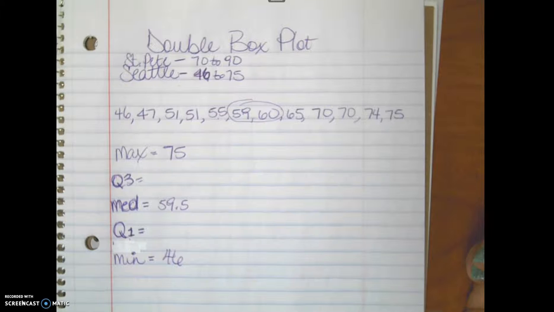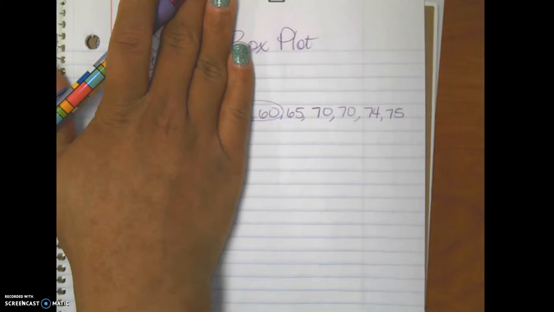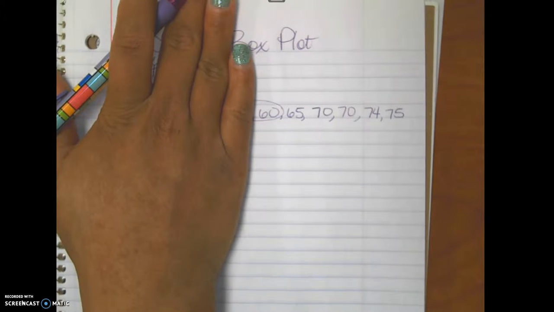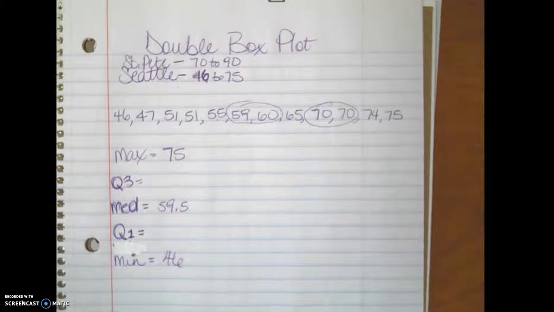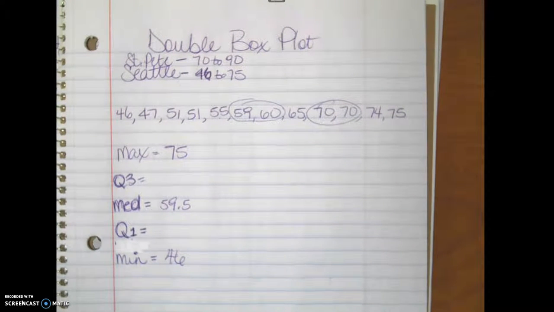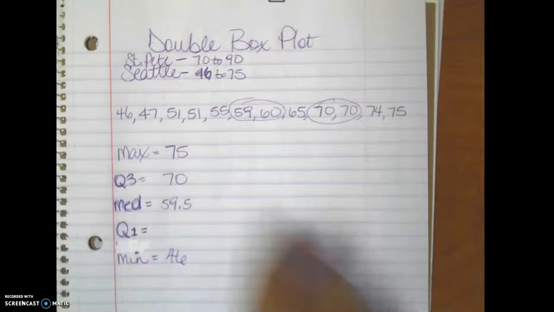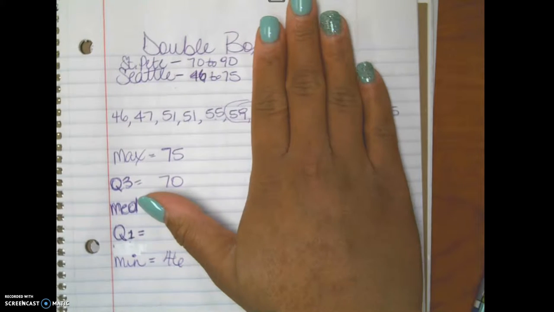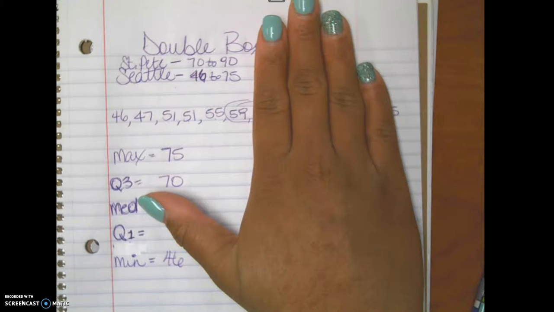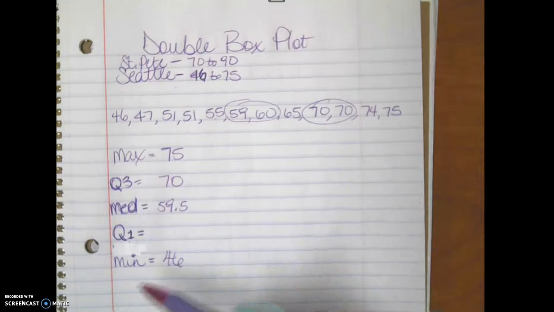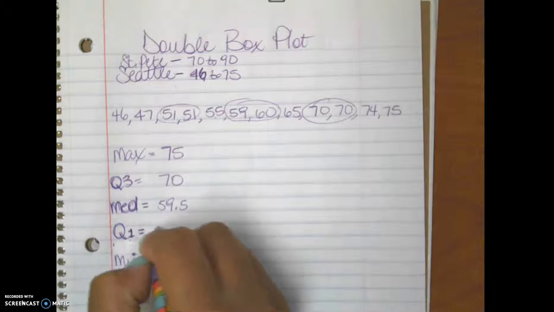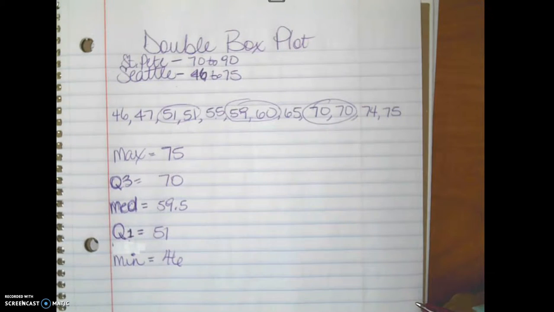Okay. Now my quartile 3. That's the upper quartile. What two numbers are in the middle of your upper half of your data? 70 and 70. Is there a number in between 70 and 70? No. So it's just 70. Then who's in the middle of the lower half of the data? 51 and 51. Is there anything between 51 and 51? No. So what's my quartile 1? Just 51.